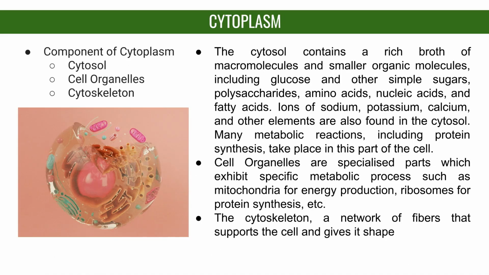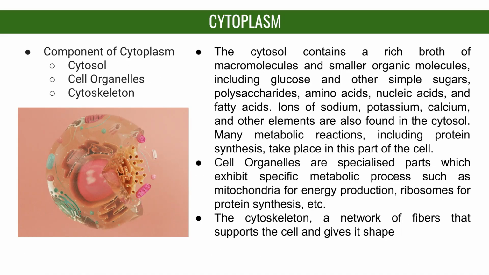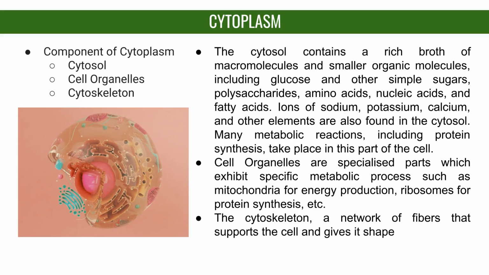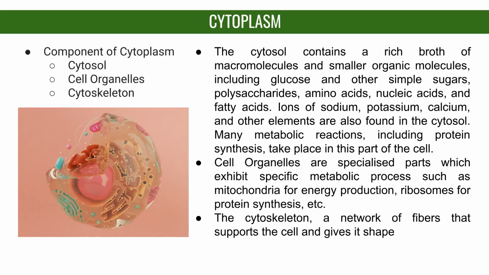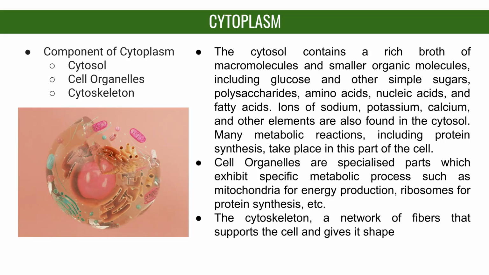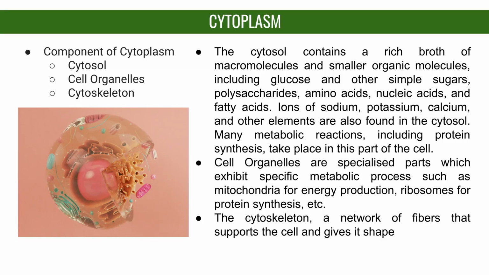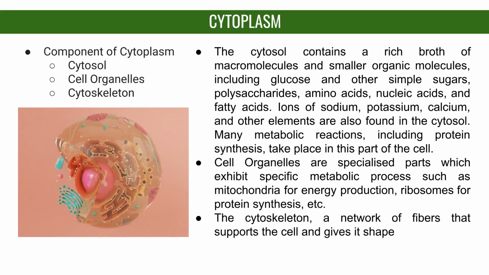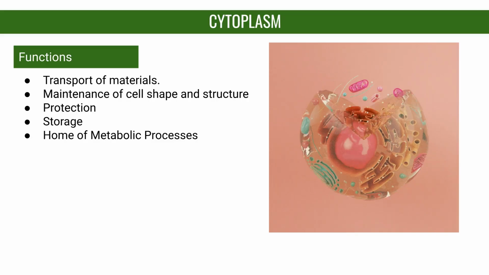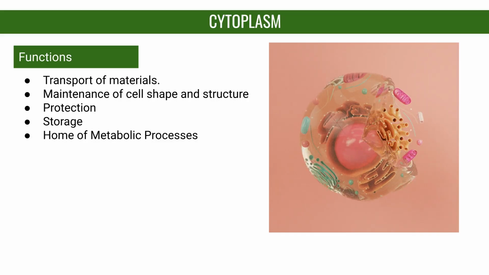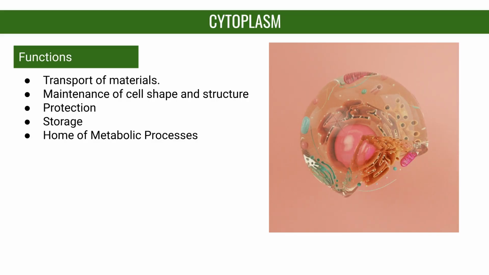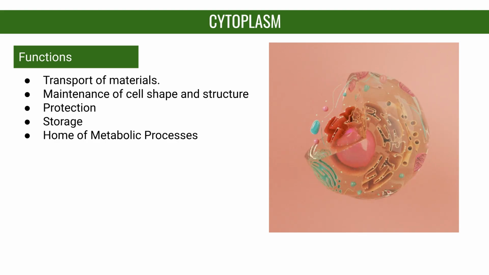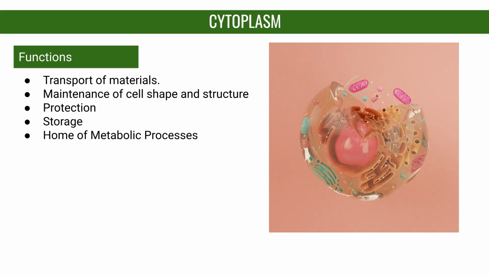The cytoplasm is composed of cytosol, cell organelles, and the cytoskeleton. The cytosol is a rich broth of molecules where many metabolic reactions, like protein synthesis, occur. Cell organelles are specialized parts for specific metabolic processes, while the cytoskeleton is a network of fibers that supports the cell and gives it shape. The cytoplasm has several functions, including the transport of materials, maintaining cell shape and structure, protection, storage, and serving as the home of metabolic processes.